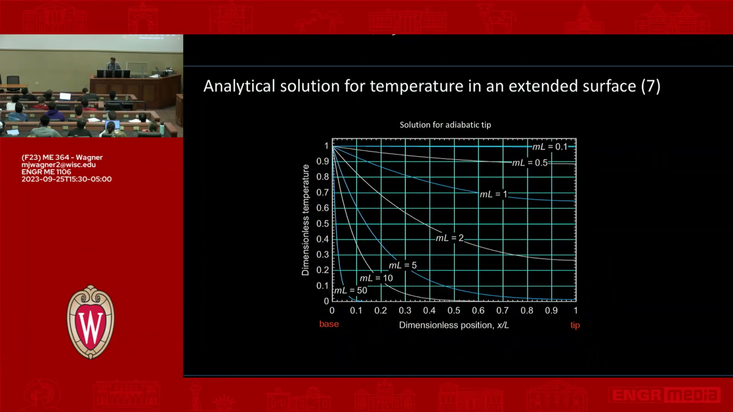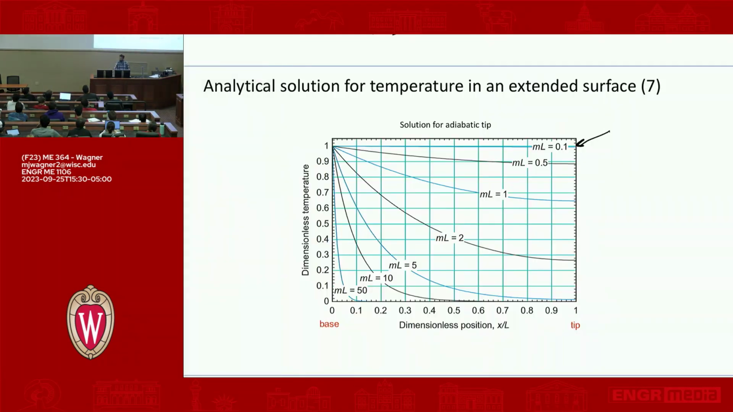For example, if we look up here at this curve, this is a little hard to see. Let me flip the colors for a second. Squint your eyes. Okay, there you go. ML of 0.1 is that line kind of hard to see at the top. That means my fin is relatively short in non-dimensional terms. If you have a really short fin, then basically the entire fin is at the base temperature. It doesn't have much space to drop in temperature.